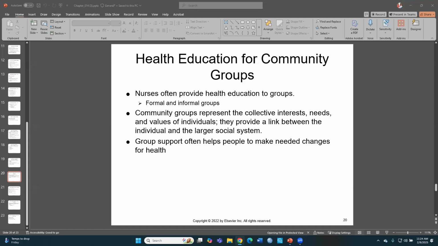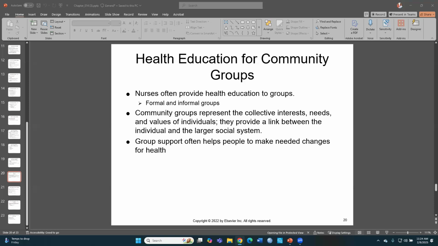Whereas your informal groups, those are the ties among members. It may just be, you're at a community function and something happens and you find yourself with a small group of people providing some guidance and education about a specific issue within the community.